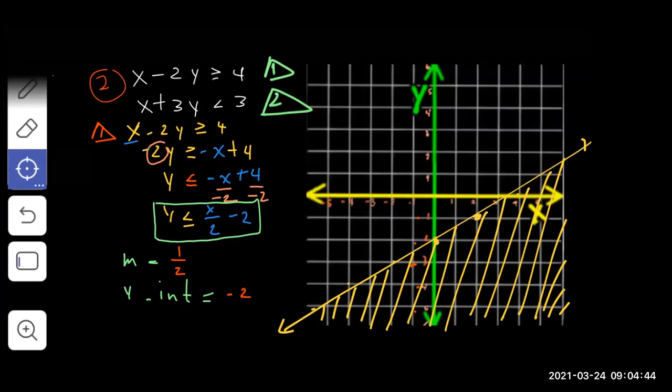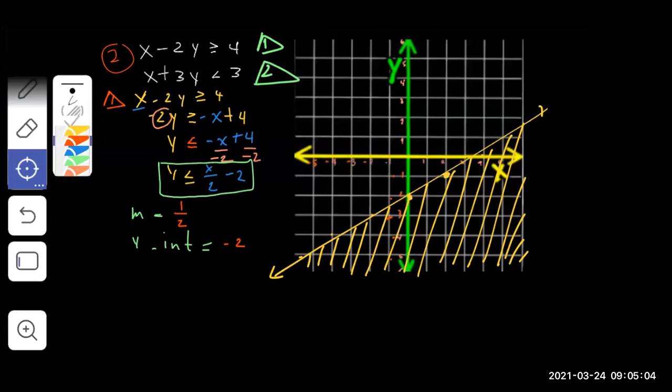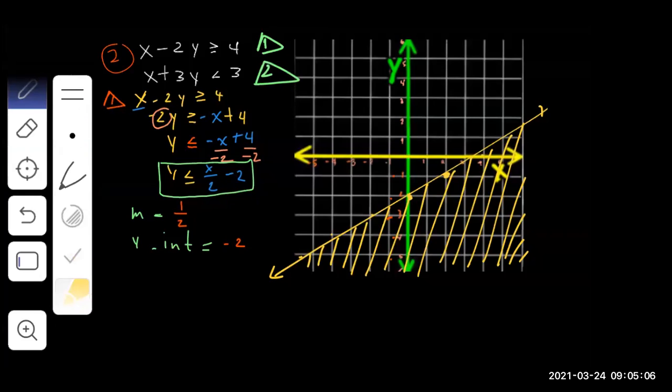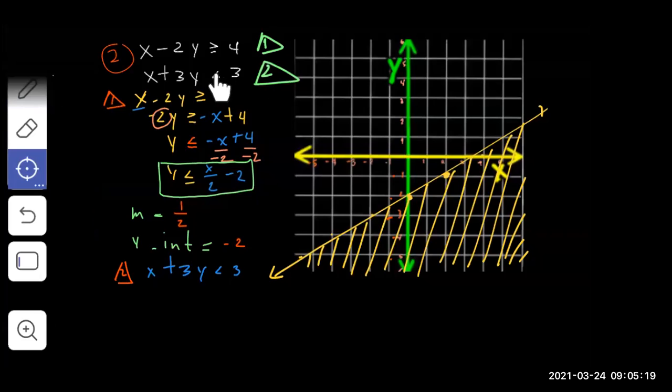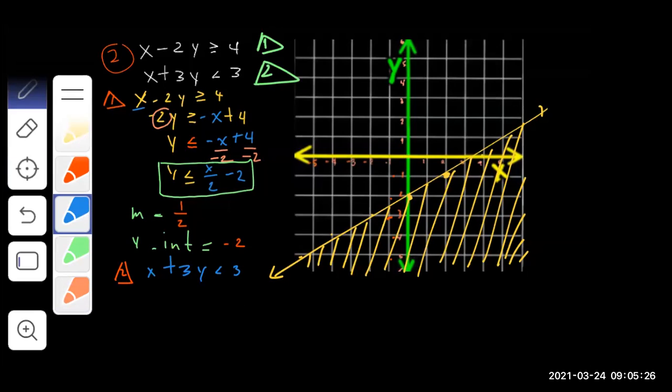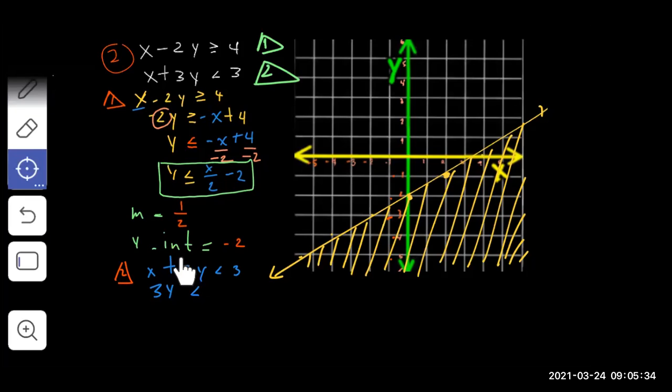Now I need to graph the second inequality. Let's take the second one. The second inequality is x plus 3y less than 3. I'm just copying this inequality. And then again, what is the y-intercept? What is the slope? Y must be alone, first of all. Foremost, y must be alone. Let's get y alone. I don't have y alone. What is bothering me on the left side?